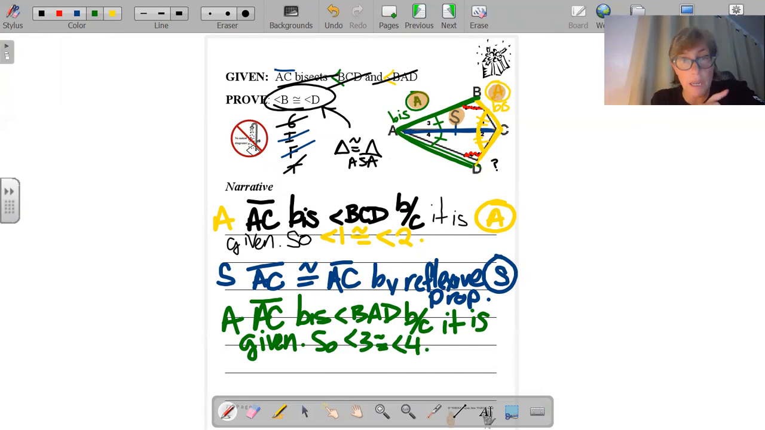AC bisects BAD because it's given. So angle 3 is congruent to angle 4. There's our other angle. That's a hamburger. Angle, side, angle. Because I can now say that the whole triangle is equal. That's our next step.